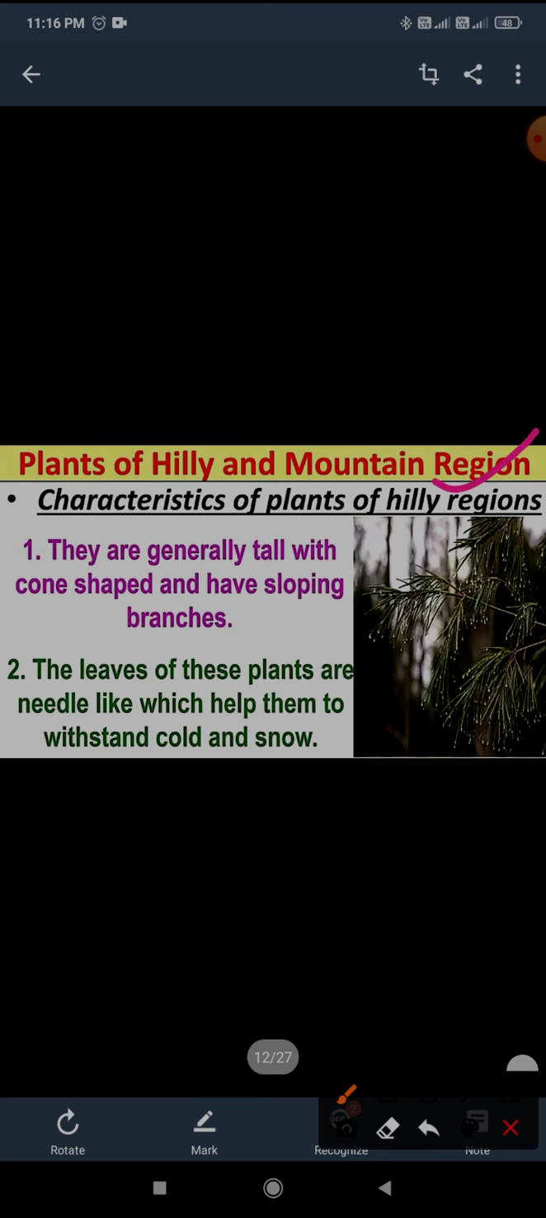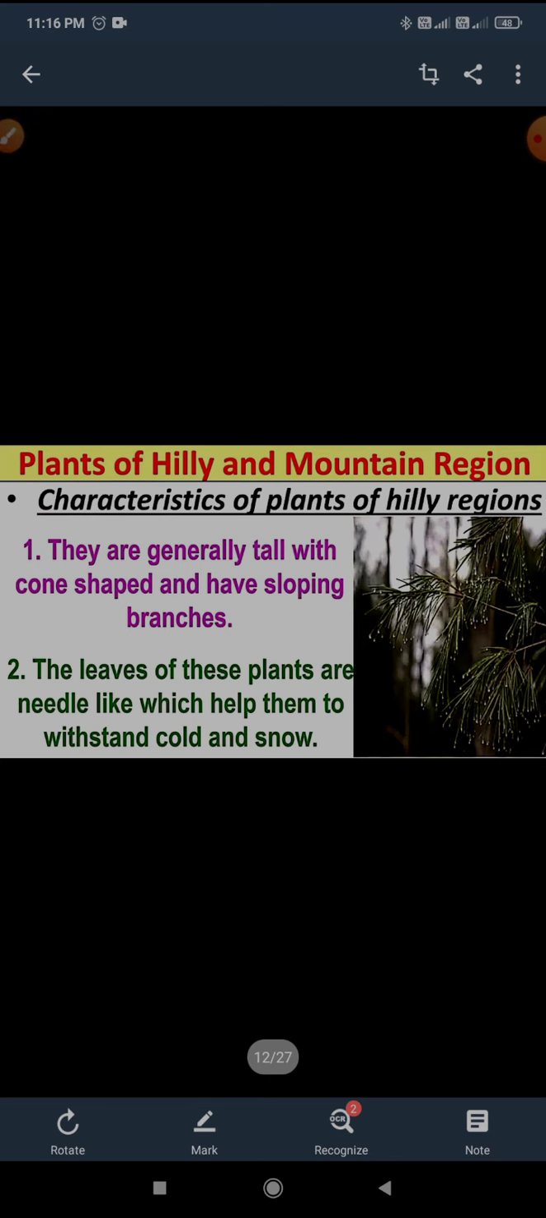So what are the characteristics of the plants of hilly regions? Let's see some characteristics of plants found in hilly regions which help them to survive in their environment. They are generally tall with cone shape and have sloping branches. The leaves of these plants are needle like, which help them to withstand cold and snow. These are the characteristics of the plants of hilly regions.